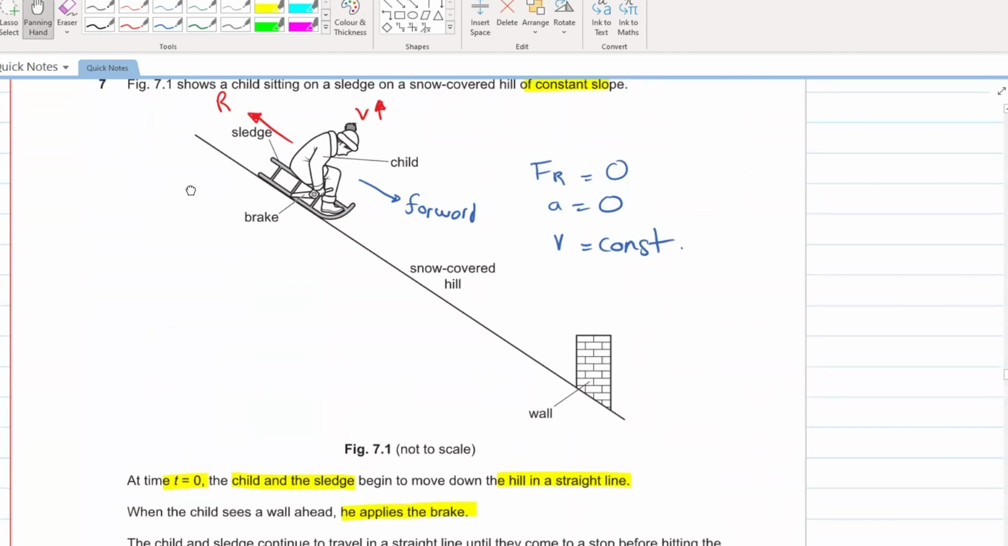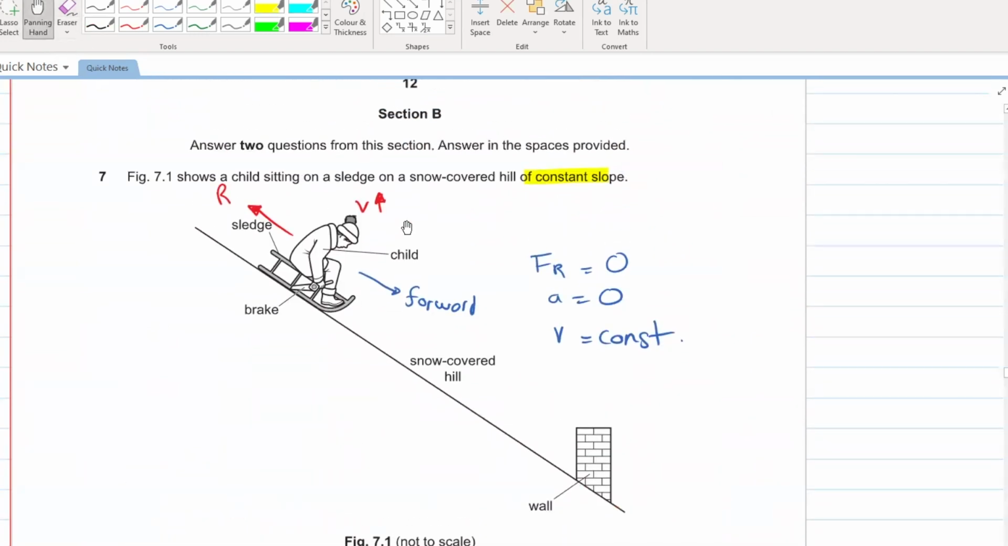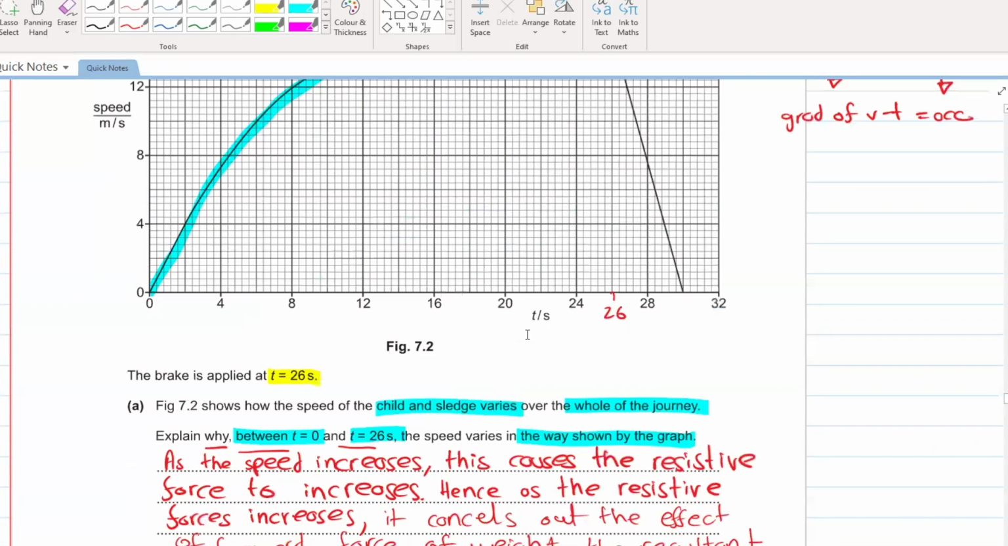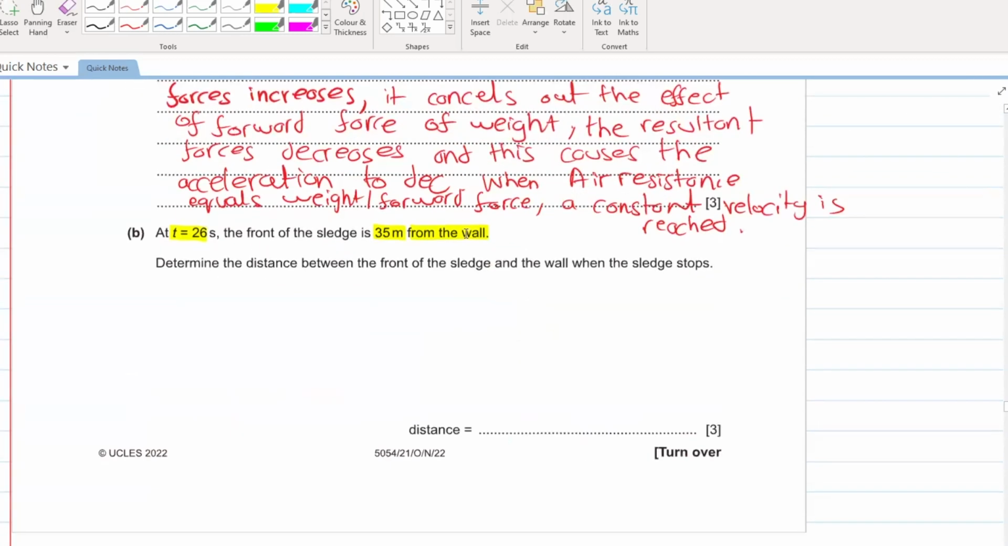Well, let me draw it here. At time t is equal to 26 seconds. Let's erase all of this. This is not needed now. At time t is equal to 26 seconds, you are 35 meters away from the wall. Perfect. यही लिखा हुआ है. At time t is equal to 26 seconds, you are 35 meters away from the wall.